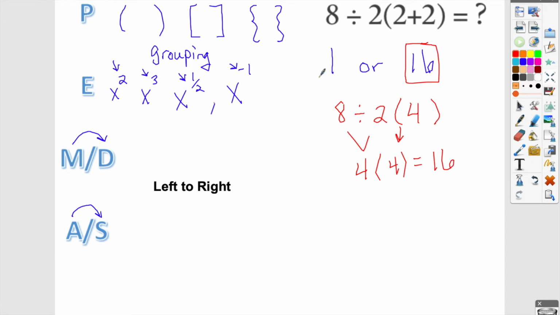Remember, parentheses come first, complete everything inside the parentheses. Then you have exponents. For this problem, we didn't have any. Multiplication and division happen from left to right. Whichever one comes first, you must do first. Adding and subtracting, once again, left to right. Whichever goes first, you must complete first.